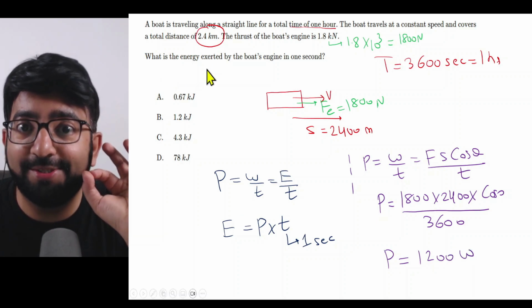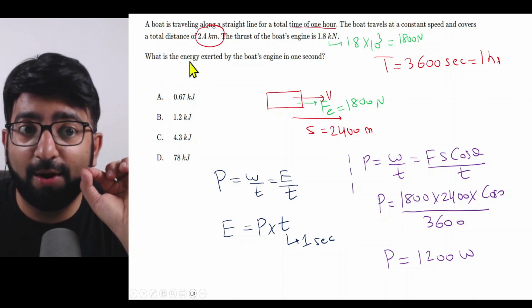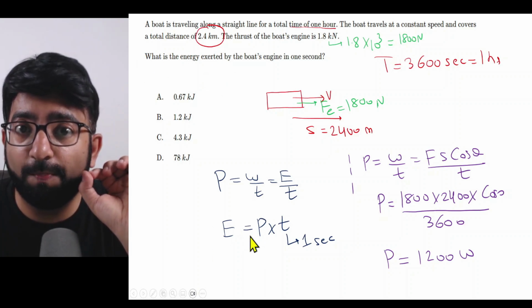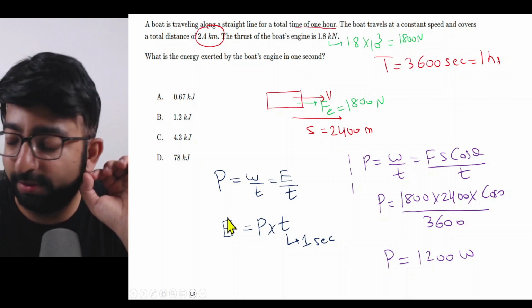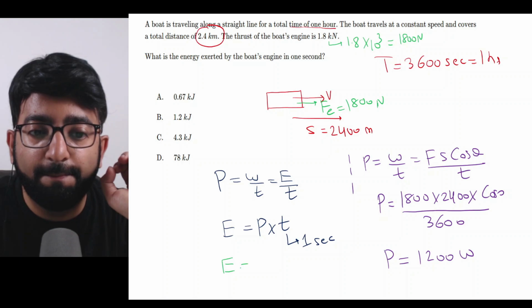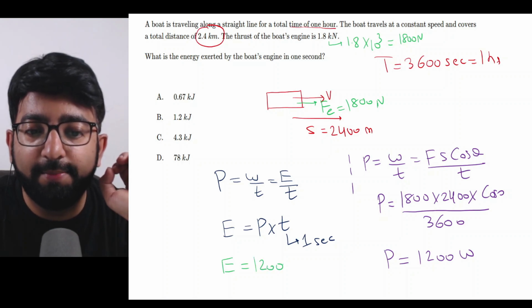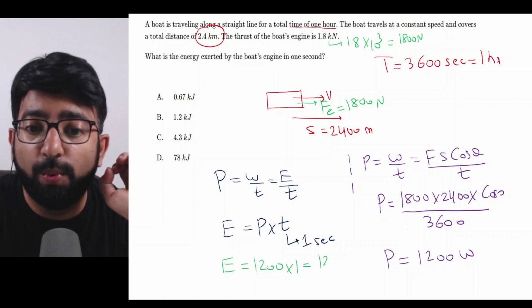But the question wants us to find the value of energy. And how do we do that? Energy is equal to power into time. Time is 1 second, as they have mentioned in the question. So the value of energy will be: power is 1200, time taken is 1 second. So that will be 1200.